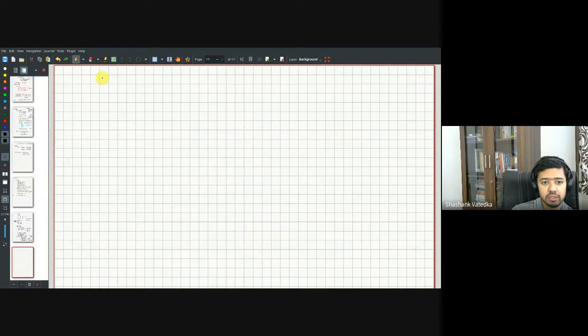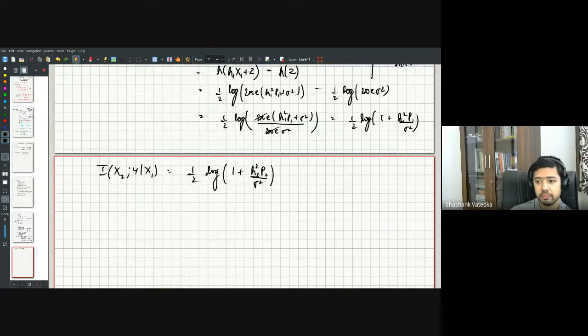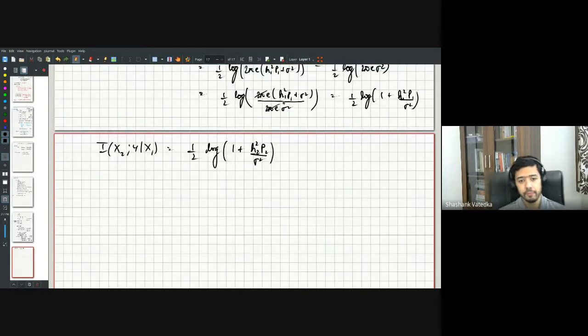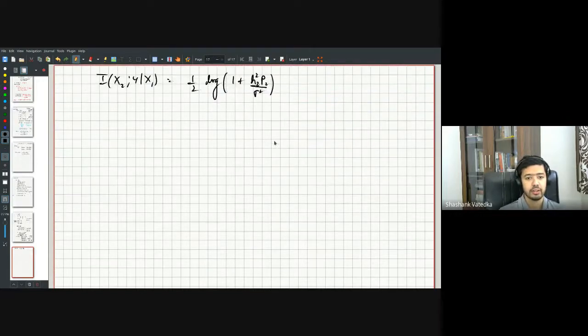Similarly, if you choose them to be Gaussian, then the mutual information between x2 and y given x1, just by replacing x1 and x2, and therefore replacing p1 and p2, you get that this is half log 1 plus h2 square p2 divided by sigma square.